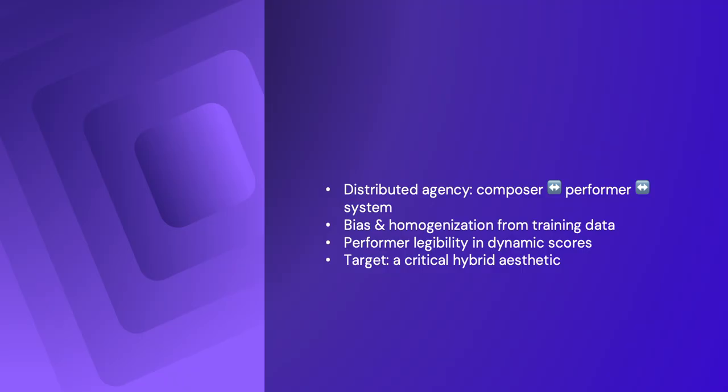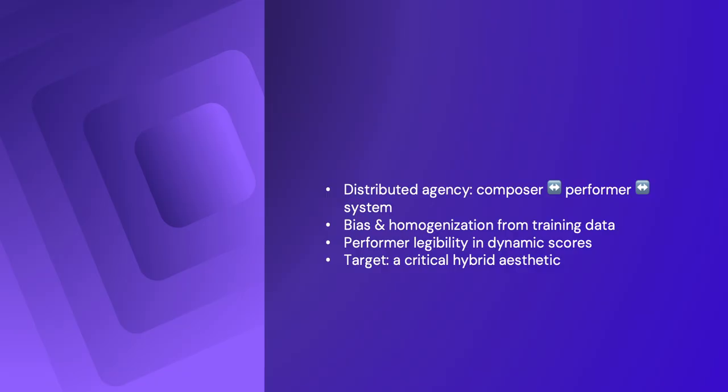We also need to name the ethical issues. Training data shape what the system considers normal. If the corpus is narrow, the output may bias style and homogenize results. If system decisions are hidden, performers cannot prepare effectively and the audience cannot interpret what they hear.